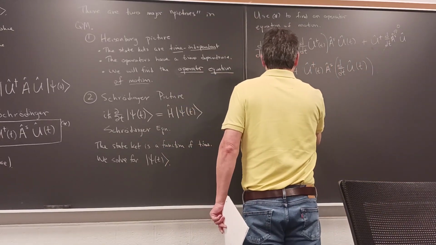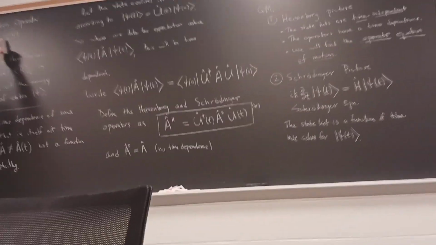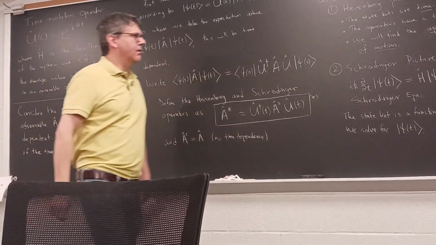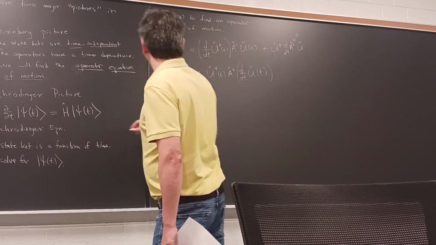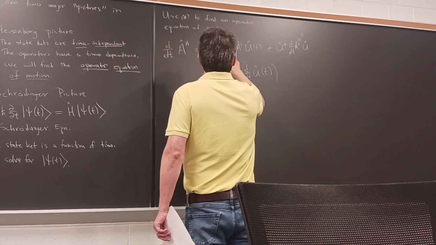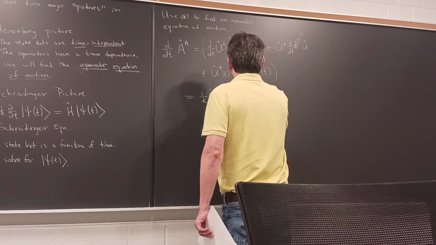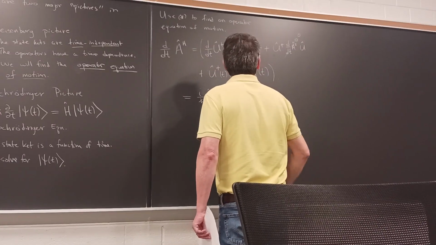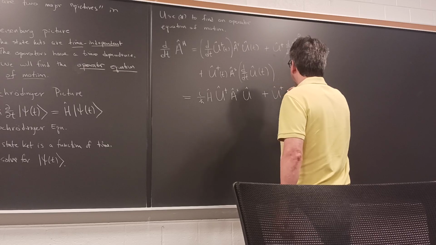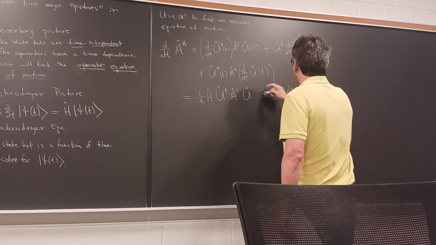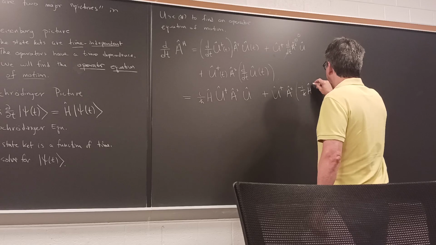Now, what do we have for the time derivatives of U? Well, for U dagger I'll have a plus i over h bar, H hat times U dagger, since it's an exponential, times A hat Schrödinger times U hat. The next term is U hat dagger, A hat Schrödinger, and now I'll have minus i over h bar, H hat times U hat.